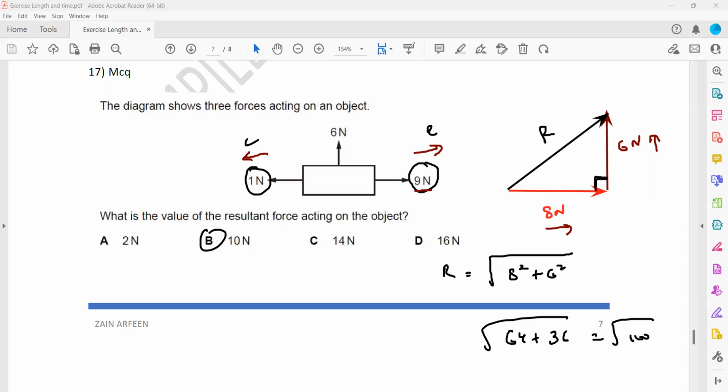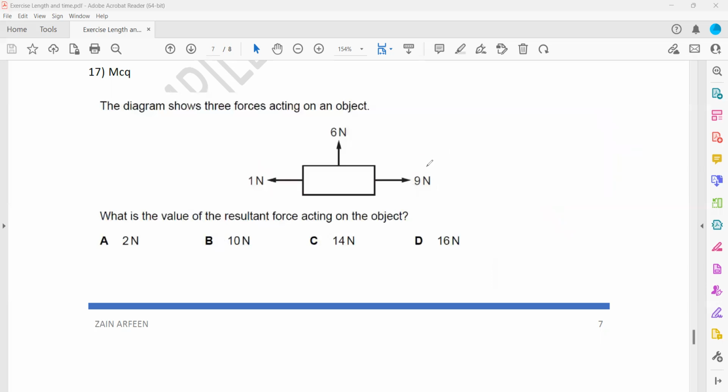Here we have 3 forces, and not all of them are in the same direction. What if, for example, there was the same question and a 6 Newton force was acting in this way? Because they are in the same plane, like horizontal forces, in that case this is 9 Newton and this one is 6 plus 1, total 7. So the resultant will be equal to 2 Newton. A will be the answer in this case.